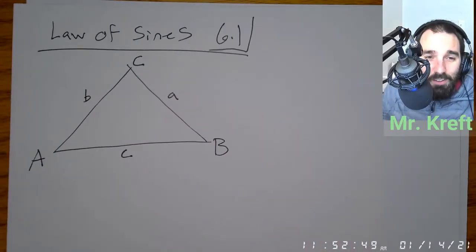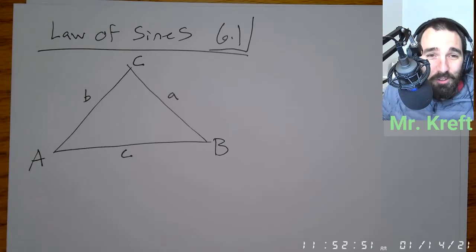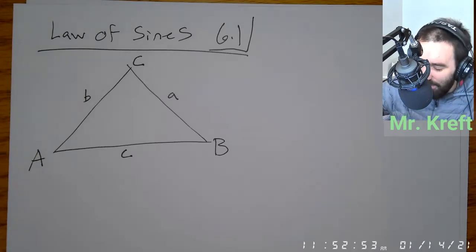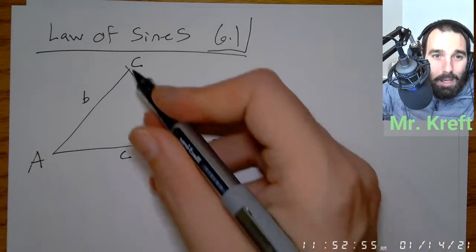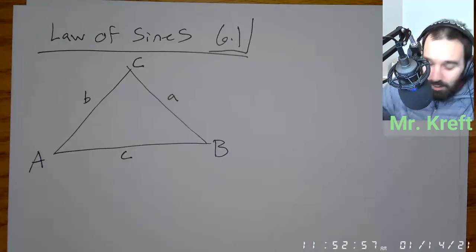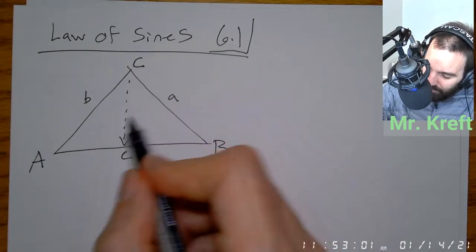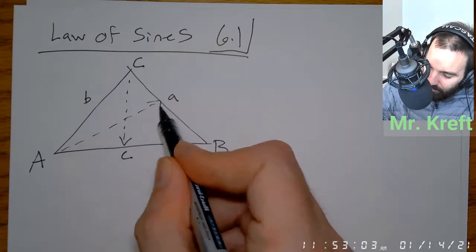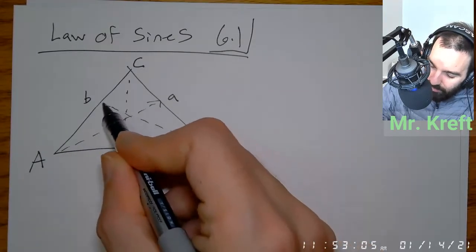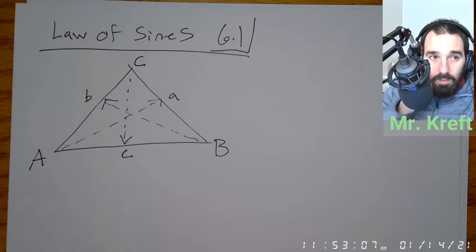Okay. This is everything you need to know. This is your lesson in a short lesson. All the angles are capital letters. The sides are the lowercase letters opposite of the angles.